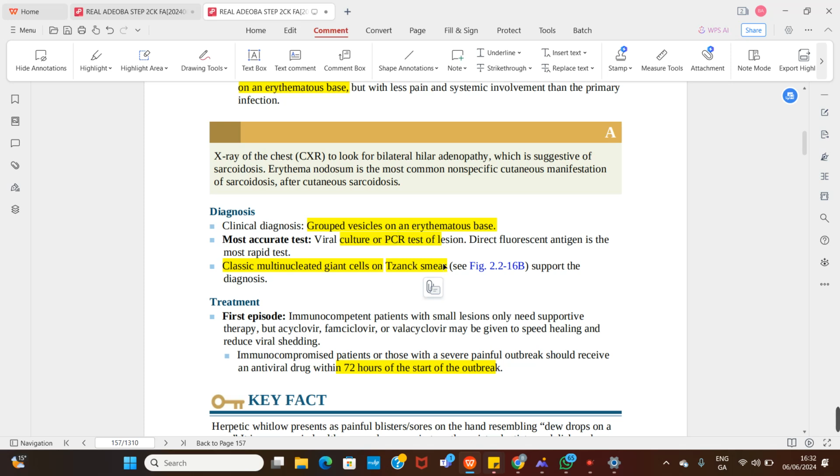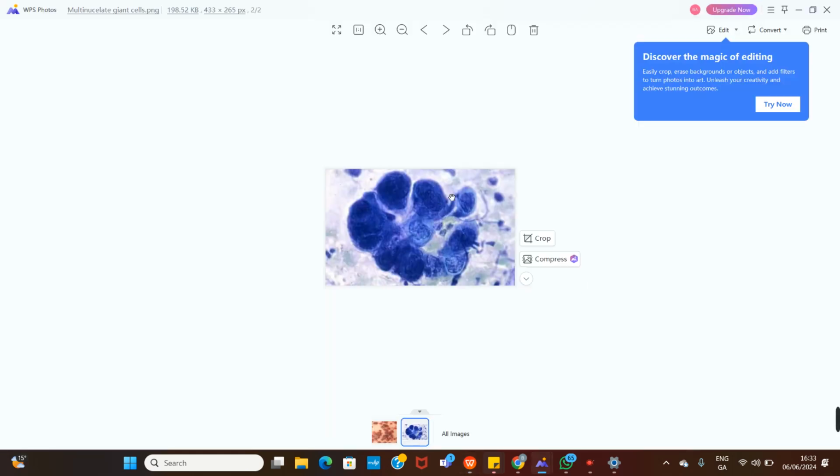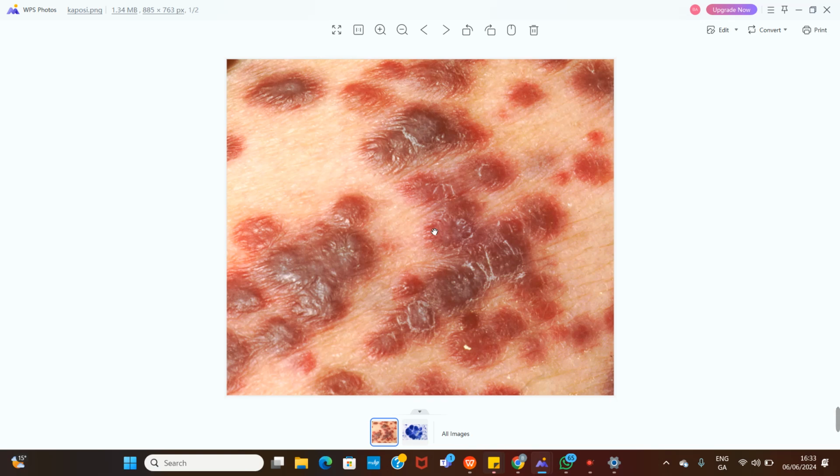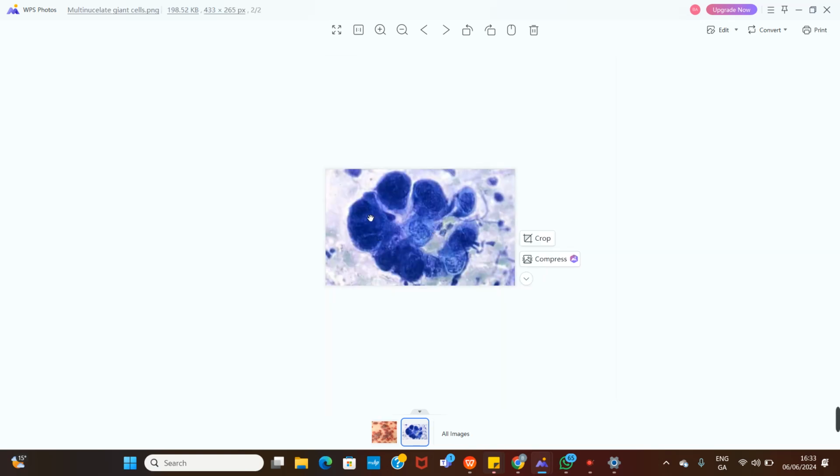And if you can also do your Tzanck smear, which is going to show you the multinucleated giant cells and the acantholytic cells. We have said that, and this is what the Tzanck smear is going to look like, because we see this in the question stem and we get confused. So these are the multinucleated giant cells. By the time you look at the history, you will know if it's talking about type 1 or type 2 infection.